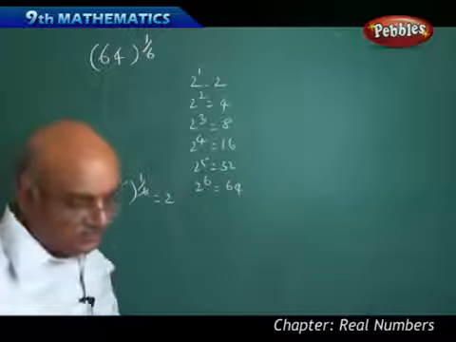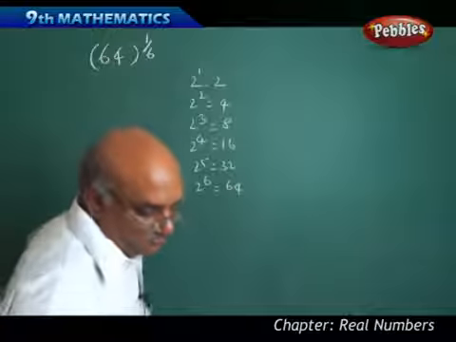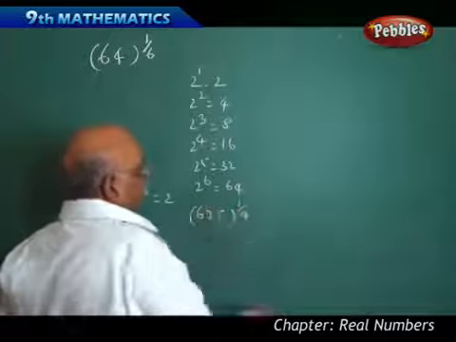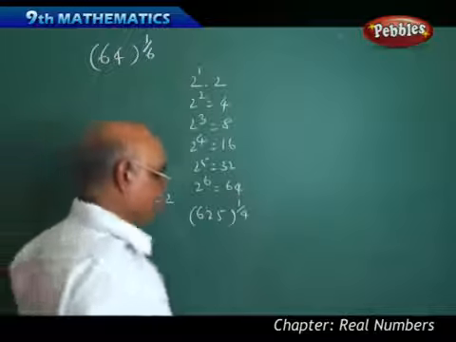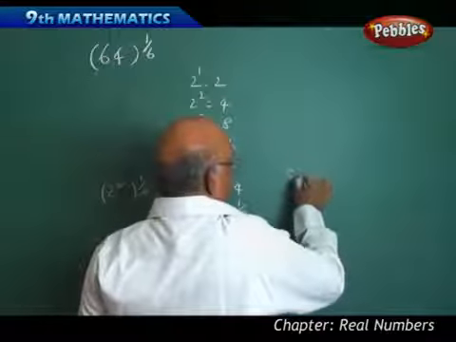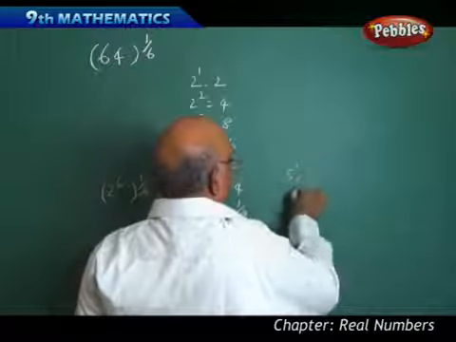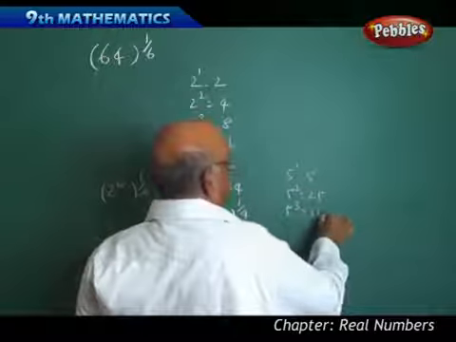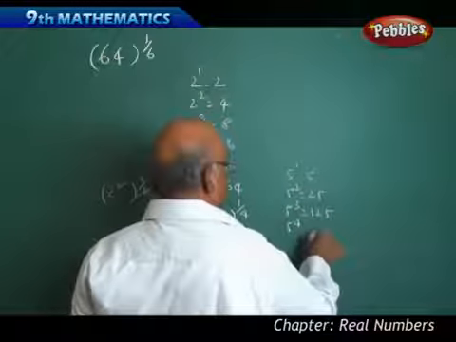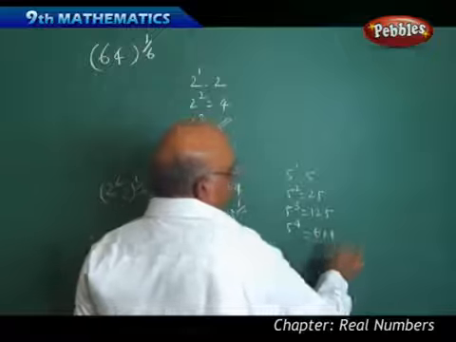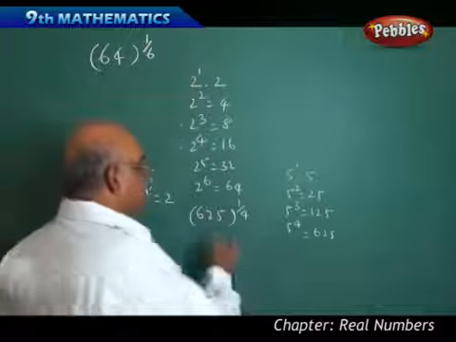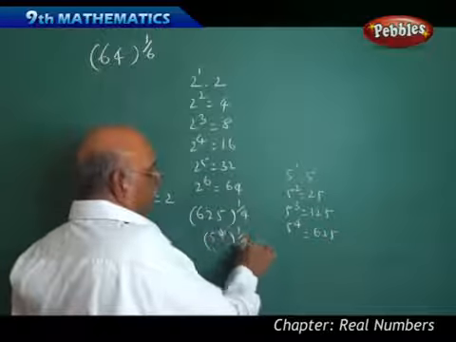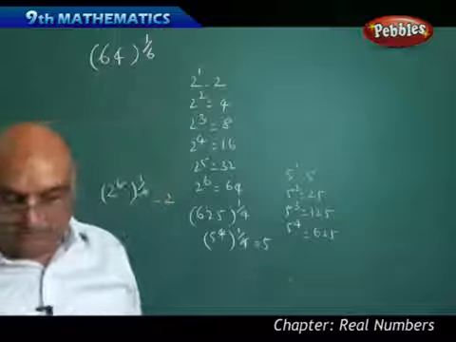In the same manner, if you have 625 whole to the power of 1 by 4. 625 generally we can express like this. 5 to the power of 1 is 5, 5 square is 25, 5 cube is equal to 125, 5 to the power of 4 is equal to 625. Now, this you can express in the form of 5 to the power of 4 whole to the power of 1 by 4. The 4s cancel, and the answer is 5.